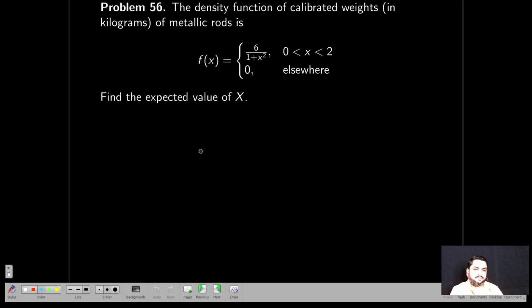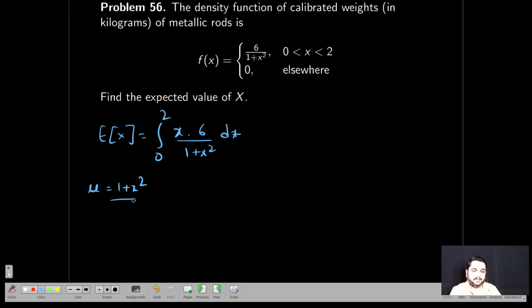Next. The density function of calibrated weights of a metallic rod is given like this. Find the expected value of x. E of x is equal to, they have given 0 to 2, x into 6 by 1 plus x square dx. So you can use the substitution rule. Let us substitute u equal to 1 plus x square and then integrate. This is basic, testing your integration concept. I will give you the answer: 3 natural log 5.